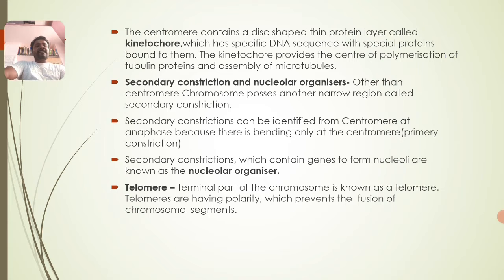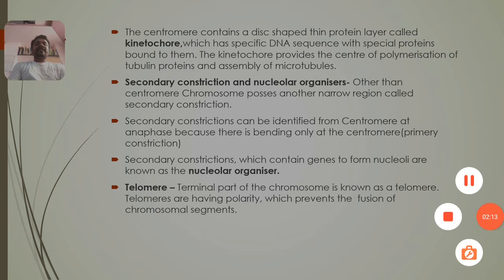Secondary constrictions which contain genes to form nucleoli are known as the nucleolar organizer. Why is it called a nucleolar organizer? Because the secondary constriction contains the genes which form the nucleoli. Remember, a nucleolar organizer is nothing but a secondary constriction which contains a number of genes to form the nucleoli. Hence the secondary constriction is often called a nucleolar organizer.